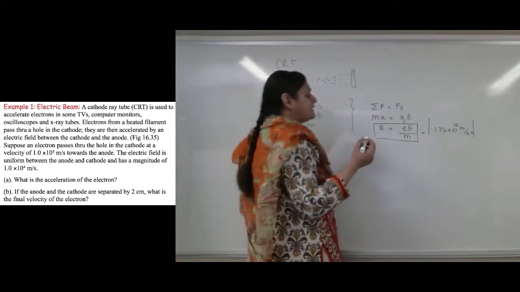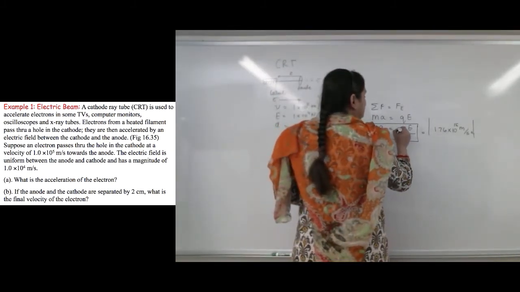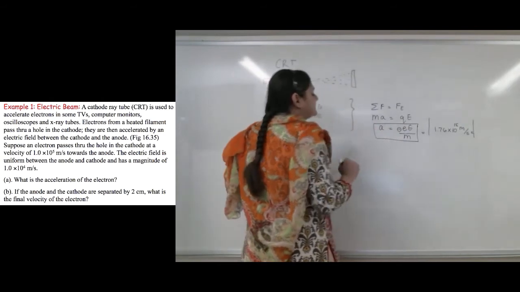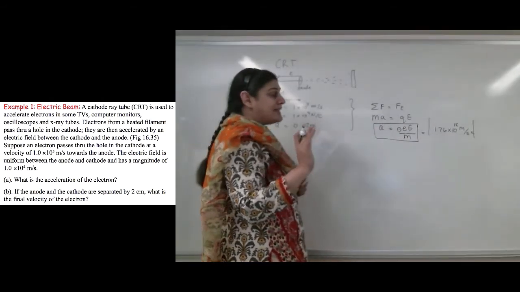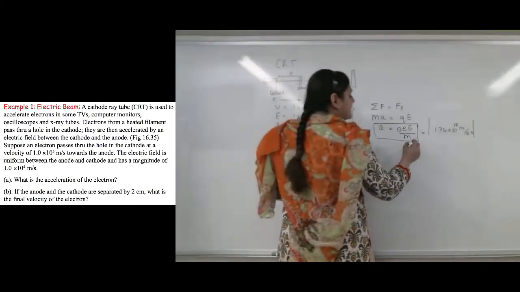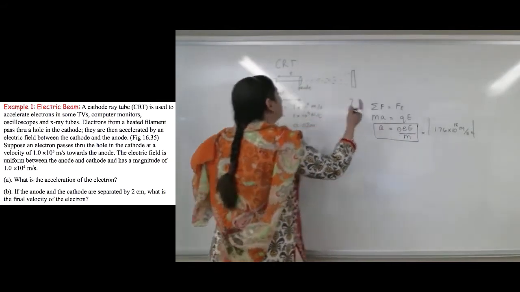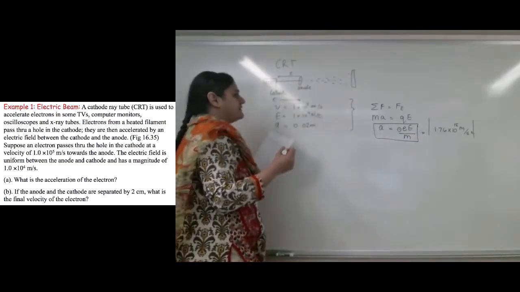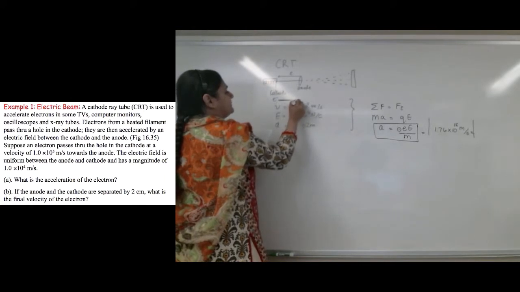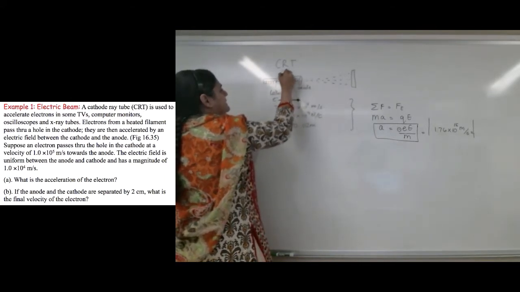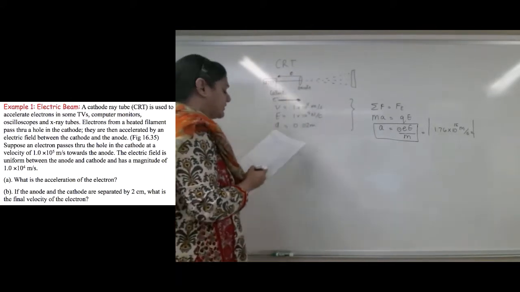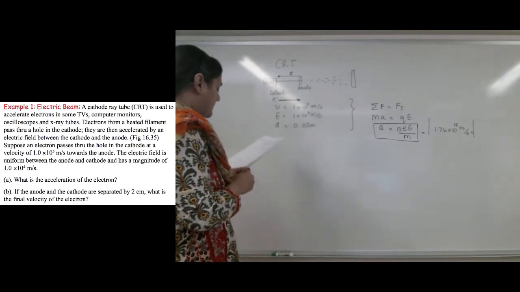Actually, if you were not looking at the magnitude, the E will be negative, so you will get acceleration negative. And all that means is that these electrons will be accelerating opposite to the direction of the E field, which you can see here. So E field goes this way, and the electrons get accelerated the other way.